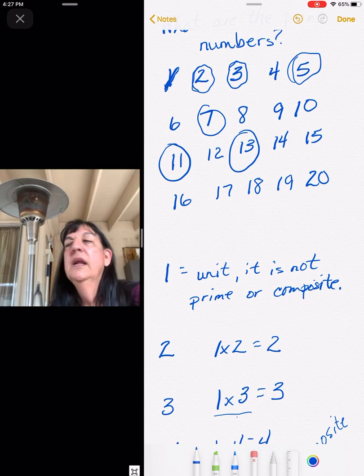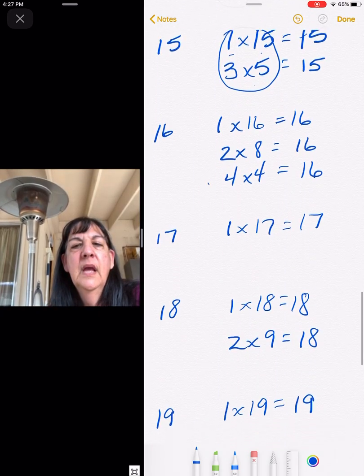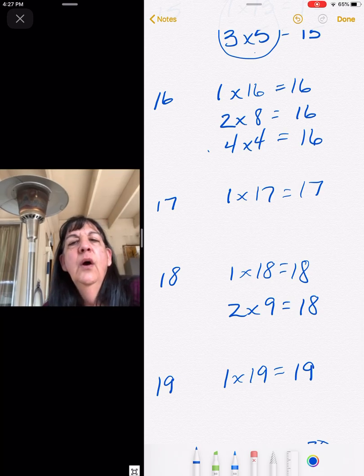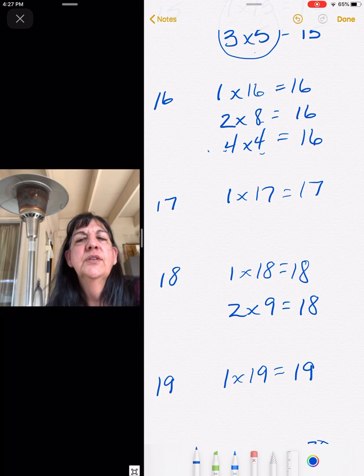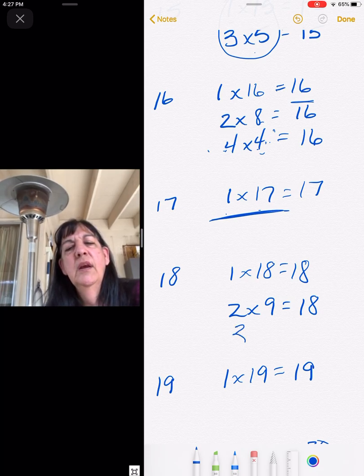Okay, now let's look at 16 through 20. 16. 1 times 16, 2 times 8, 4 times 4. So we have 5 factors here that will make 16. 1 times 17 equals 17. There are only two numbers, 1 and 17. Oh, I forgot one right here.